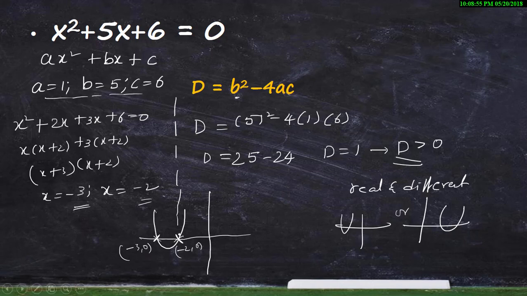Okay, so this is one of the very important equations, right? D is equal to b square minus 4ac. So by just finding out the discriminant, we can say the type of roots, whether they are positive roots or negative roots, or real and different or imaginary. That's our main importance of finding out discriminants.